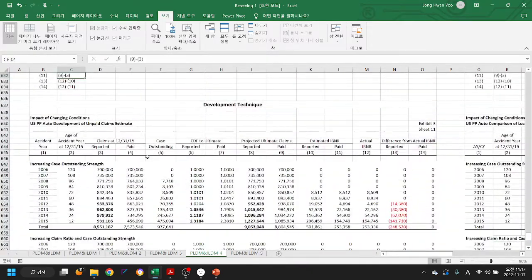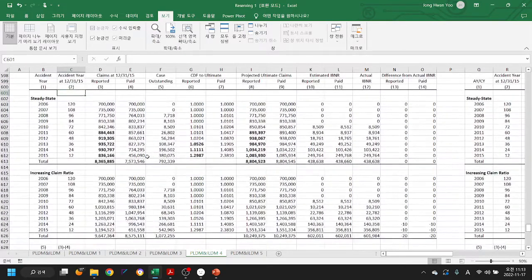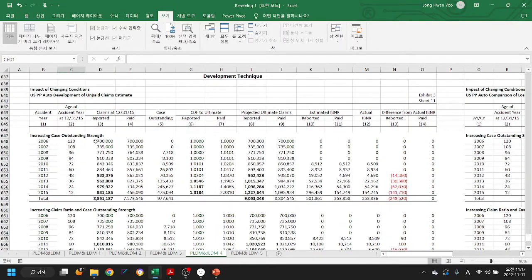And when you look at it, let's summarize it here. Increasing claim ratio and increasing case outstanding strength, meaning that we increase by 6% and 25%. And if I summarize it right now, finally, ILDM and PLDM produce different results. And this is the actual IBNR in the world that I have created.